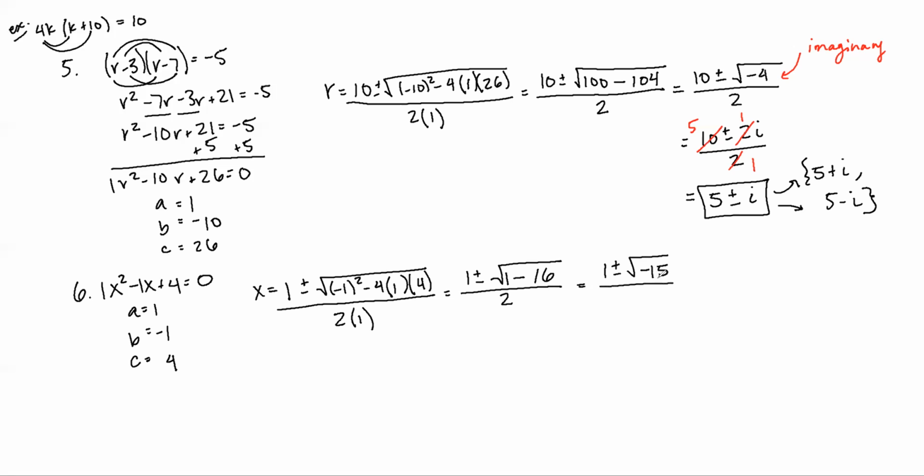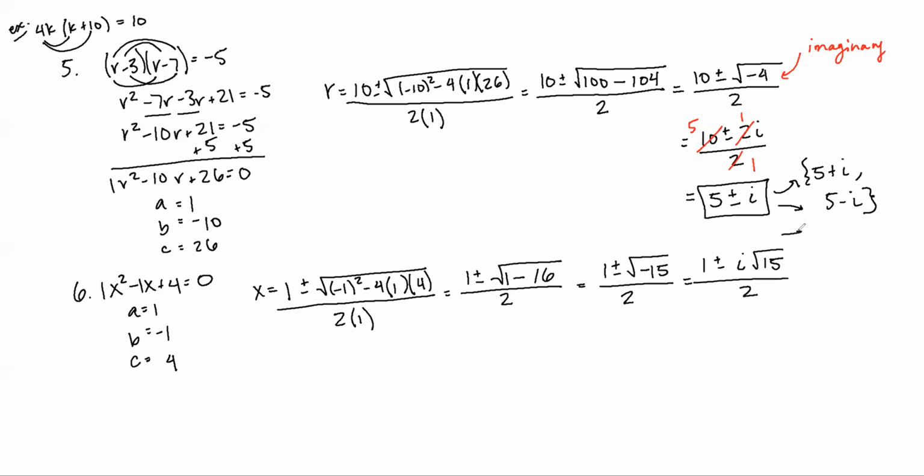Because that's a negative in there, that's another indicator that this is going to be imaginary. But 15 isn't something we can break into a perfect square times another number. So all we're going to do, and you want to make sure you do this, is take out the negative as an i and leave that 15 on the inside.